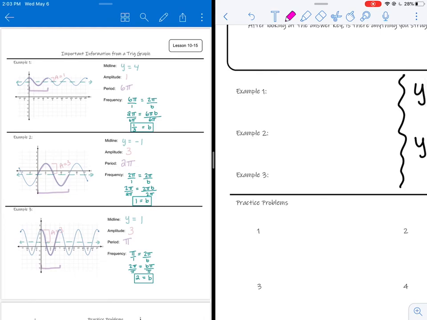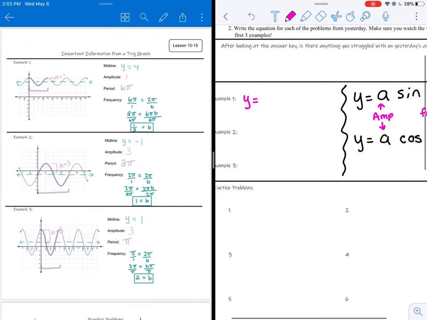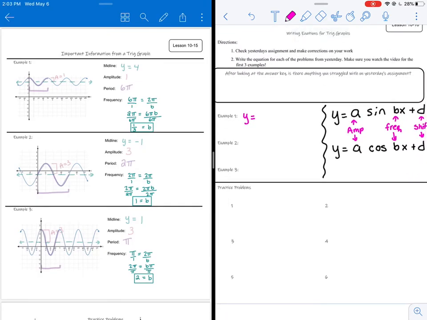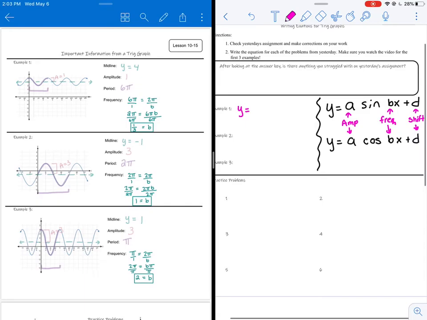So let's look at example 1. Again, this is an equation. So if something is an equation, you need to start with a y equals. If you don't have the y equals, it is technically not an equation. So y equals, I need to start with finding out, is this a sine or a cosine graph? So this graph, because it starts at its maximum, this is a cosine graph. So I will be writing this equation.